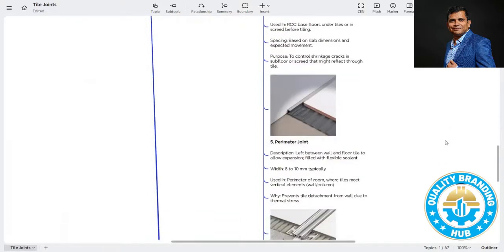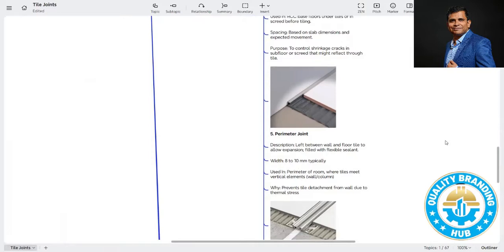Now this is called the perimeter joint, and the perimeter joint also you need to treat properly. You need to give the gap left between the wall and the floor tile to allow expansion, filled with flexible sealant. It is very much important. Sometimes we are overlooking this one.